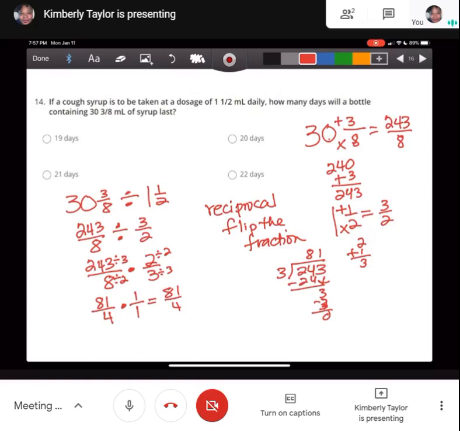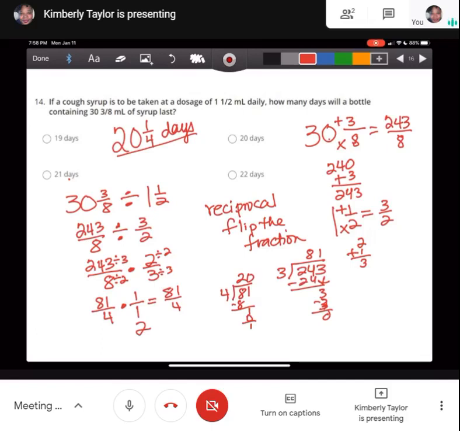So how many times does 4 go into 81? It's going to be 20, with a remainder. Let's write it up here. It's going to be 20 and 1/4 days. Right? But that's not one of our answer choices. We just get how many days, like a whole number.